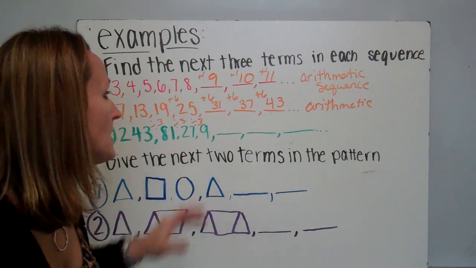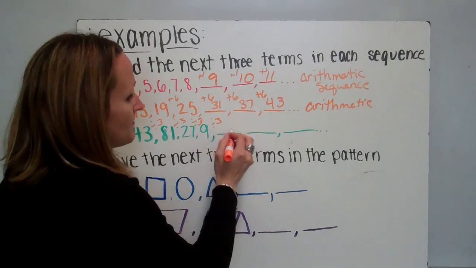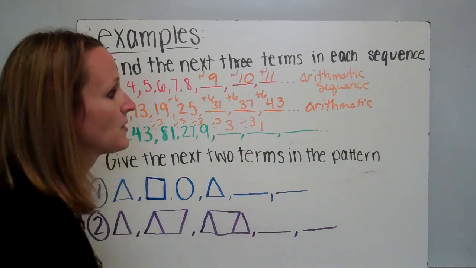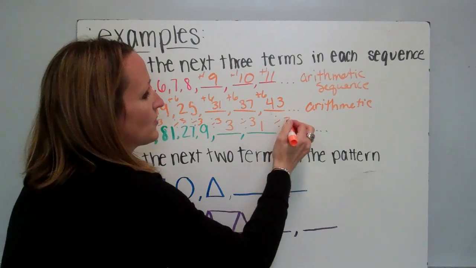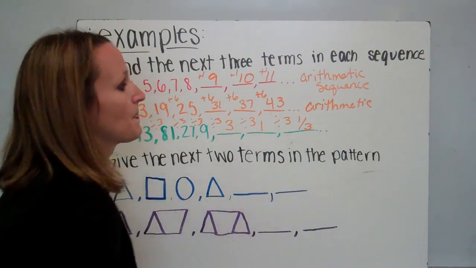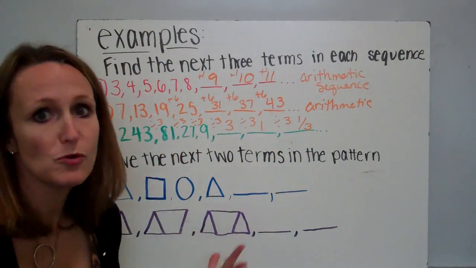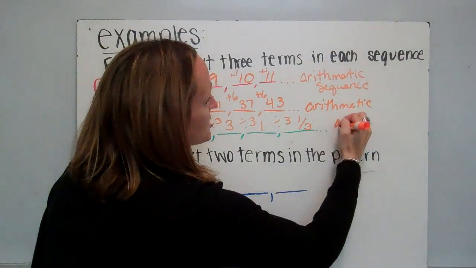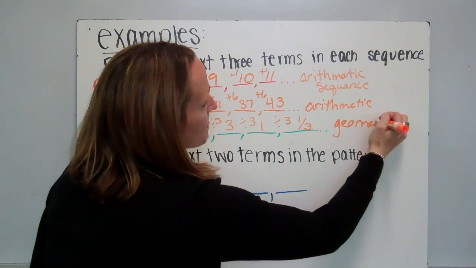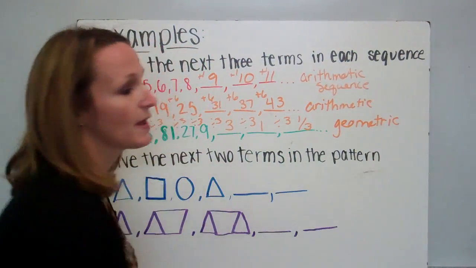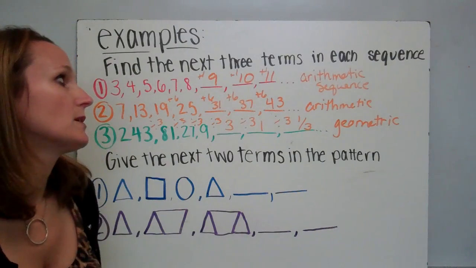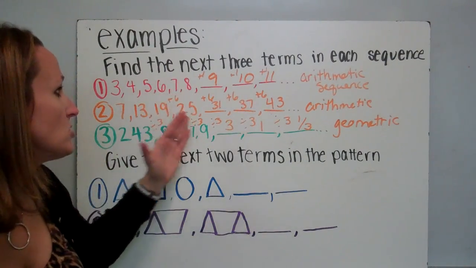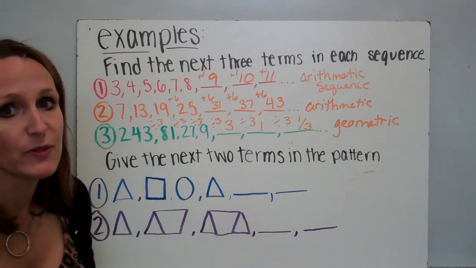So if we keep going, 9 divided by 3 would be 3. 3 divided by 3 is 1. 1 divided by 3 gives you 1/3. So our pattern here, our rule, is to divide by 3. This time it's not an arithmetic sequence, it's what we call a geometric sequence. And that's because when you multiply or divide, you call it geometric. So I'm not so focused today on you knowing arithmetic or geometric, but I do want you to be able to recognize a pattern and what the rule is that's happening.